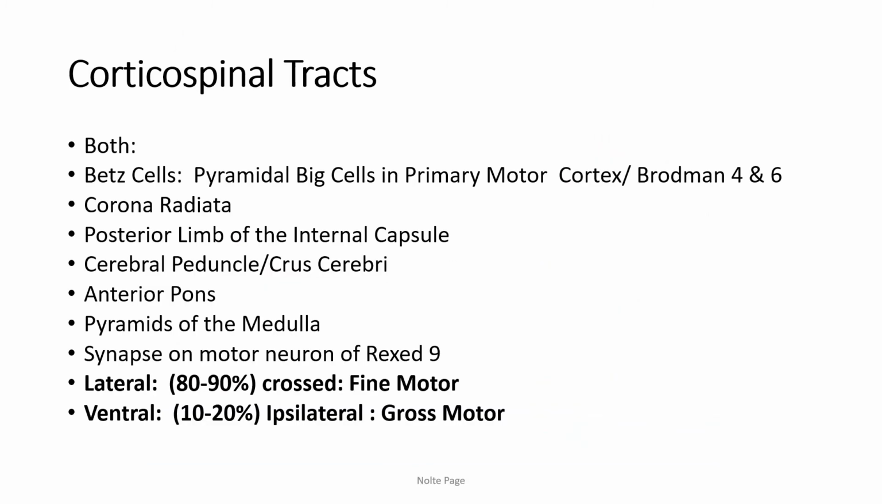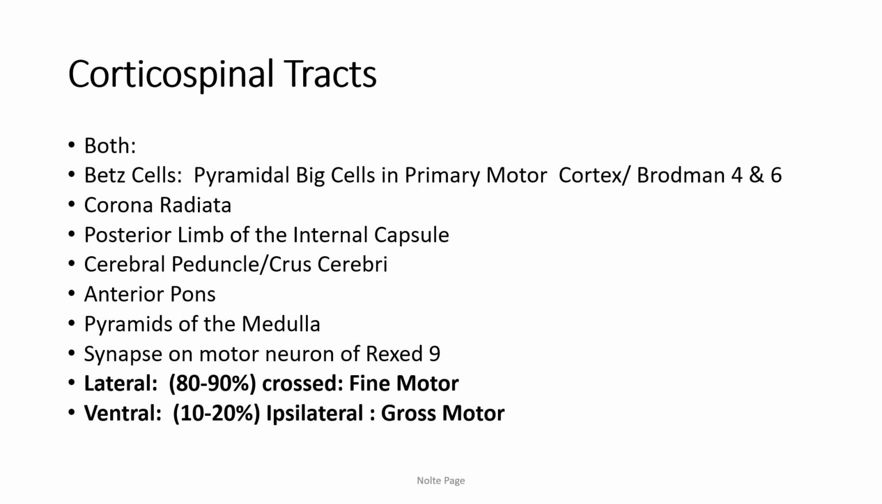Corticospinal tracts, so corticospinal descending. Both our lateral and ventral are going to start off primarily at our Betz cells, our pyramidal big cells in the primary motor cortex. We're looking at Brodmann's 4 and 6.